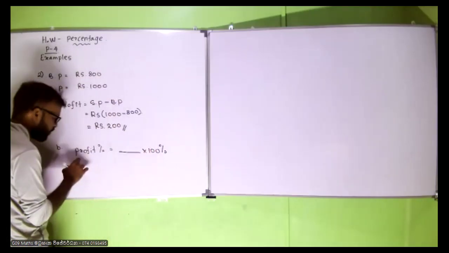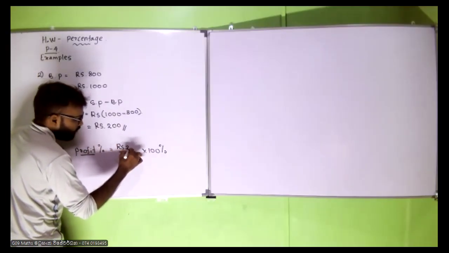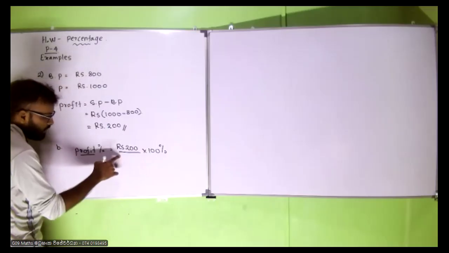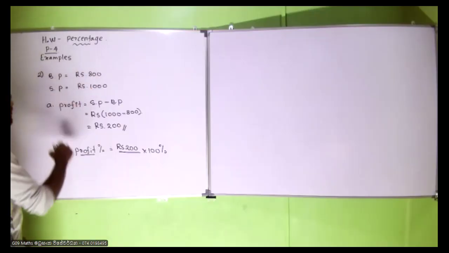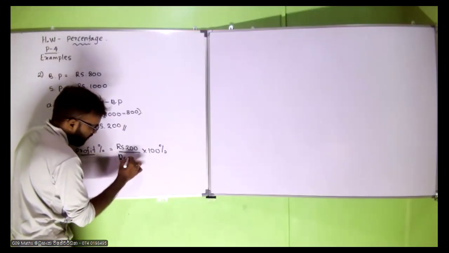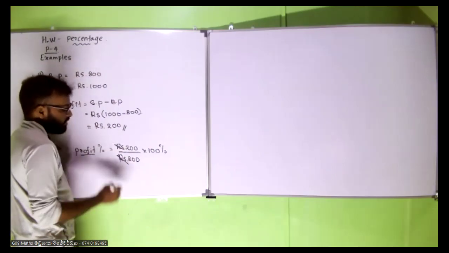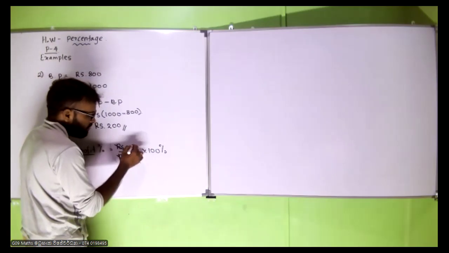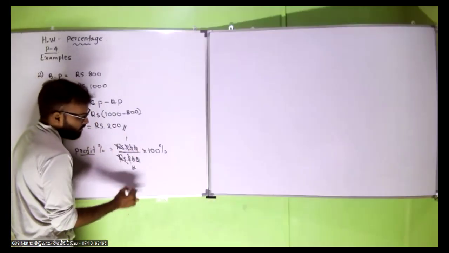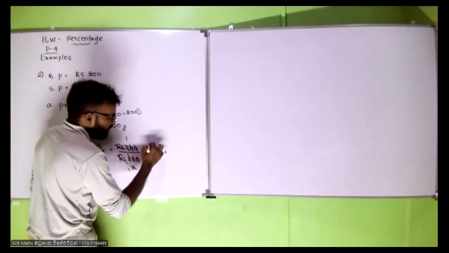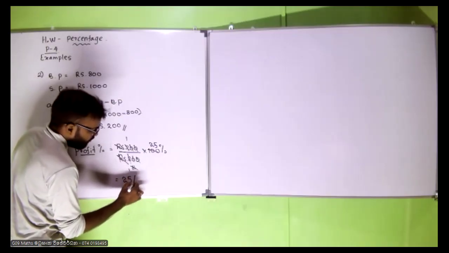They are asking profit, so put profit here. Profit is 200 rupees. Here you should mention the buying price, so 800 rupees. Rupees to rupees cancel out. You can cut 0 to 0, 0 to 0, 2 times 1, 2 times 4, 4 times 1, 4 times 25. So the profit percentage is 25%.